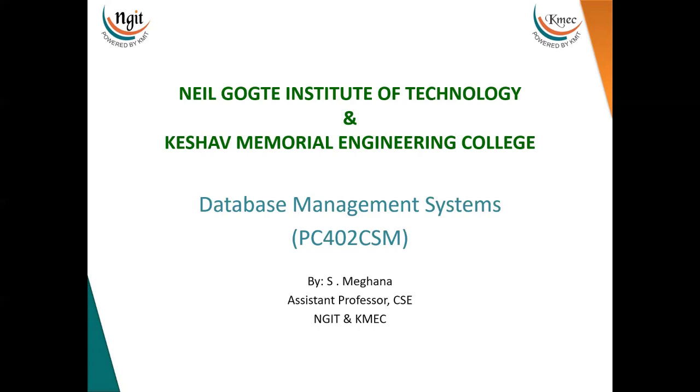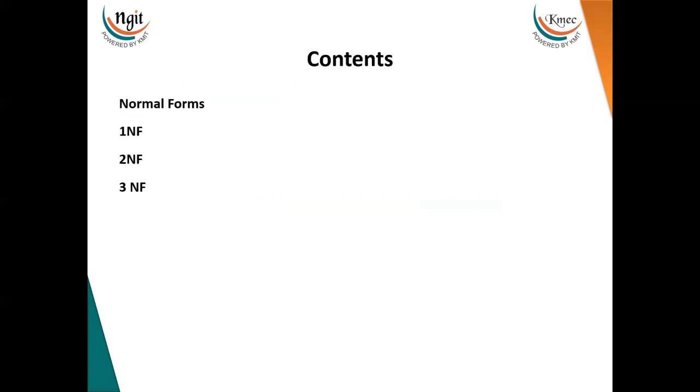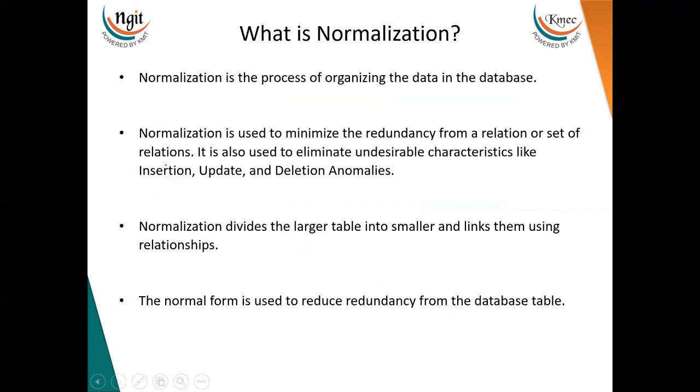In today's session, we are going to learn an important topic in database management system, that is normal forms. Normal forms are classified into many types, but in today's class, we will be discussing three types of normal forms, namely 1NF, 2NF, and 3NF. Firstly, what is normalization? It is a process of organizing the data in the database. It is used to minimize the redundancy from the relation or the set of relations.